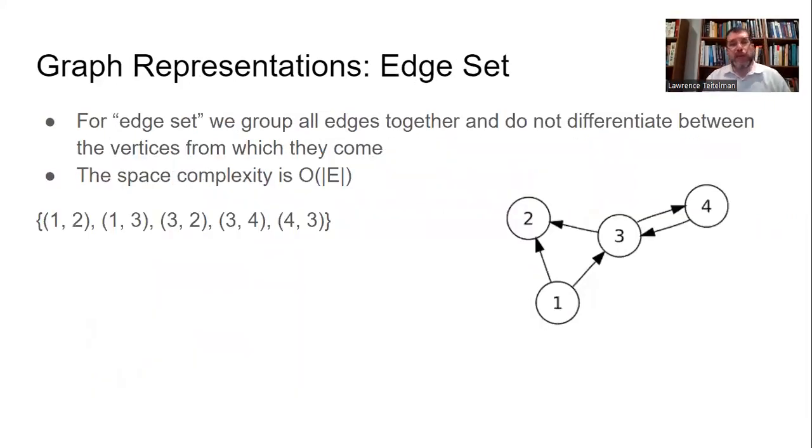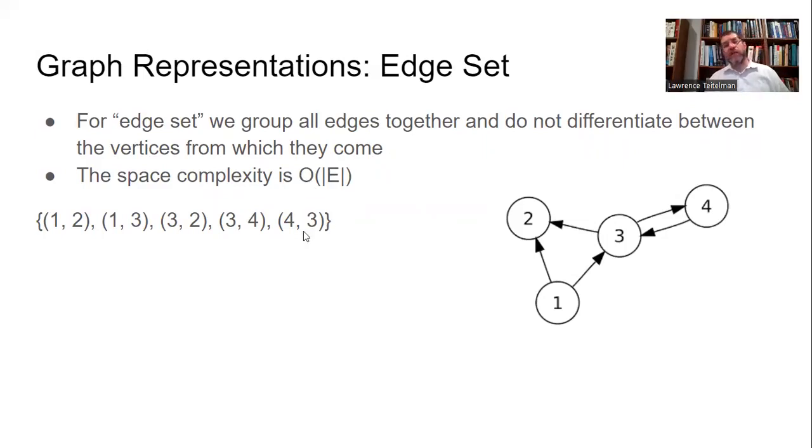Right, our third representation is the edge set. And in the edge sets, we don't really keep track of vertices. We just keep track of the edges. Everyone see that? So we have edge 1, 2, edge 1, 3, edge 3, 2, edge 3, 4, edge 4, 3. So the space complexity is going to be order of E because it's just dependent on the edges.